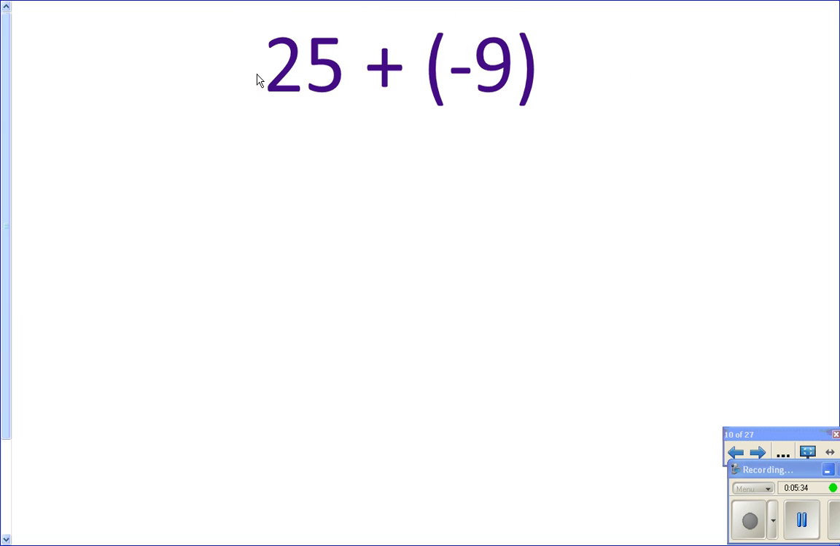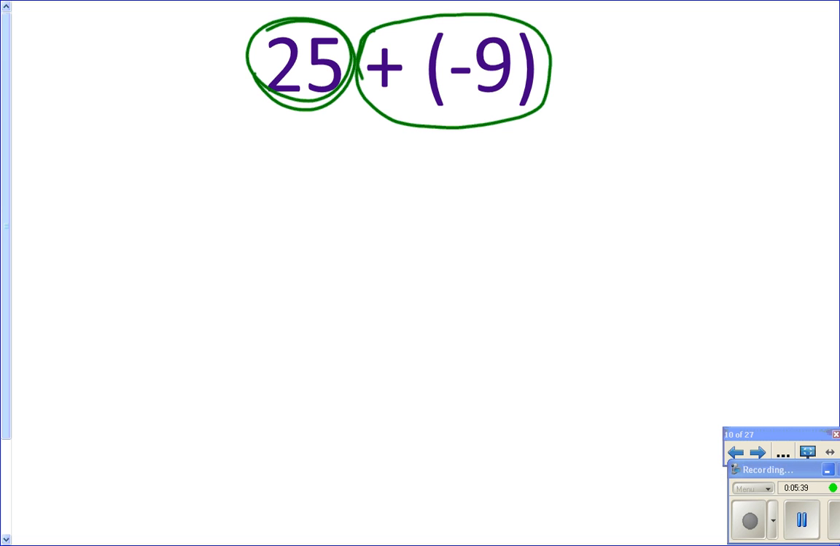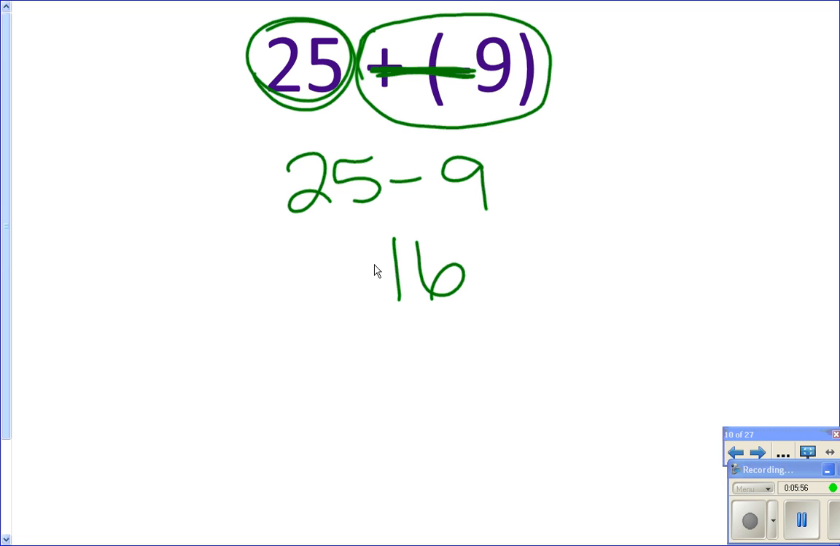Okay? You have 25 plus negative 9. These two signs are different, so they are negative. So you have 25 minus 9. 25 minus 9 is 16. Positive 16. Okay. Try these next two on your own. Pause the video and check.